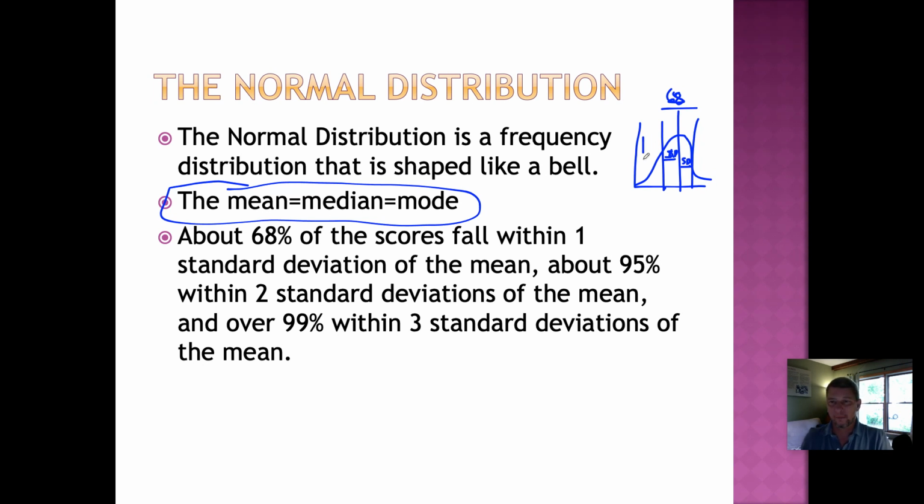95% will fall between here and here, within 2 standard deviations of the mean. Again, this represents 1 SD, and this represents 1 SD. And then finally, 99% of the data points will fall within 3 standard deviations of the mean. We'll play with this. For those of you in conceptual math, we'll play with this some more later. But for now, just keep that in mind.